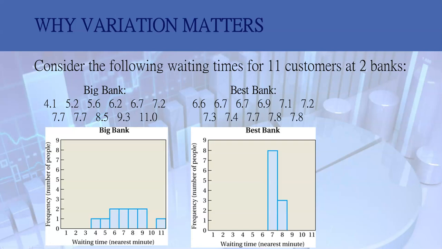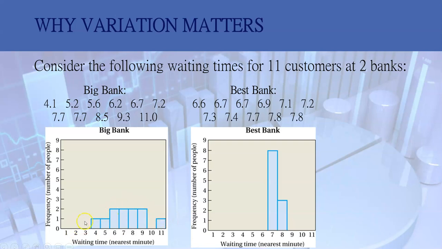So here are two different wait times for customers at two different banks. The first one is Big Bank, and you can see from this graph that the wait times for these people are pretty spread out. You can wait anywhere from 4.1 minutes to 11 minutes. For Best Bank, on the other hand, it looks like we're waiting anywhere between 7 and 8 minutes when you round it off to the nearest minute. So Big Bank has very high variation.